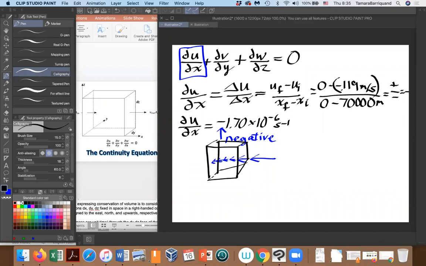So I've got my box right here. And what I see is that there's more water coming in on this side than is going out on that side. So if I have a negative value for du dx, that means that the water is piling up in the box.